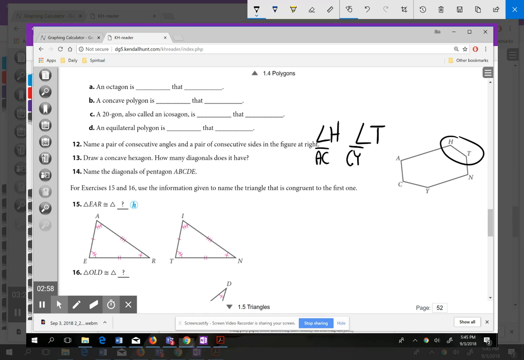13, draw a concave hexagon. How many diagonals does it have? So to review, concave means that, let's see here. So 1, 2, 3, 4, 5, 6. So there's 6 sides, and one of the diagonals is outside of the polygon. That's what makes it concave. So you have a concave hexagon. How many diagonals does it have? Well, diagonal is any line segment that goes from a vertex to a non-adjacent vertex.